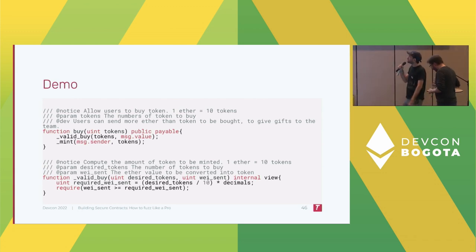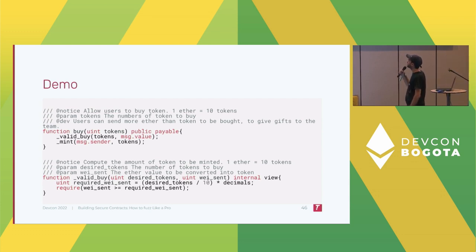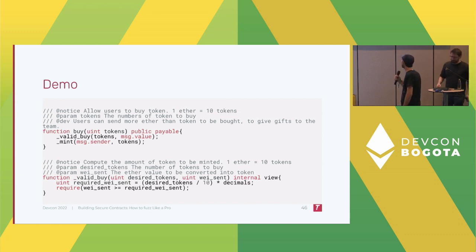All right, so let's see this particular piece of code. Let's take half a minute to read it. It's basically a buy function that will call an internal function, valid buy. So what we are going to do is think about what type of invariants we can have here, what they are going to test, and what type of guarantees we're going to get from this. So let's take a few seconds for this.